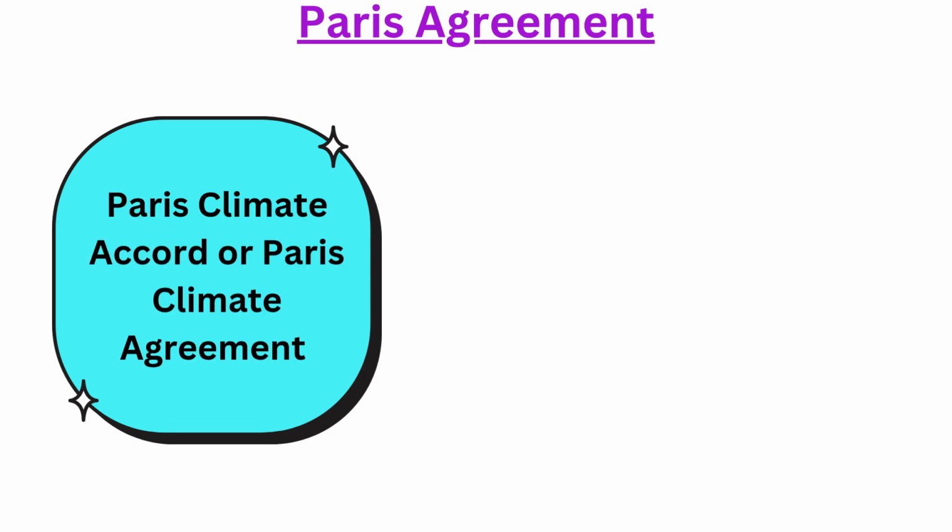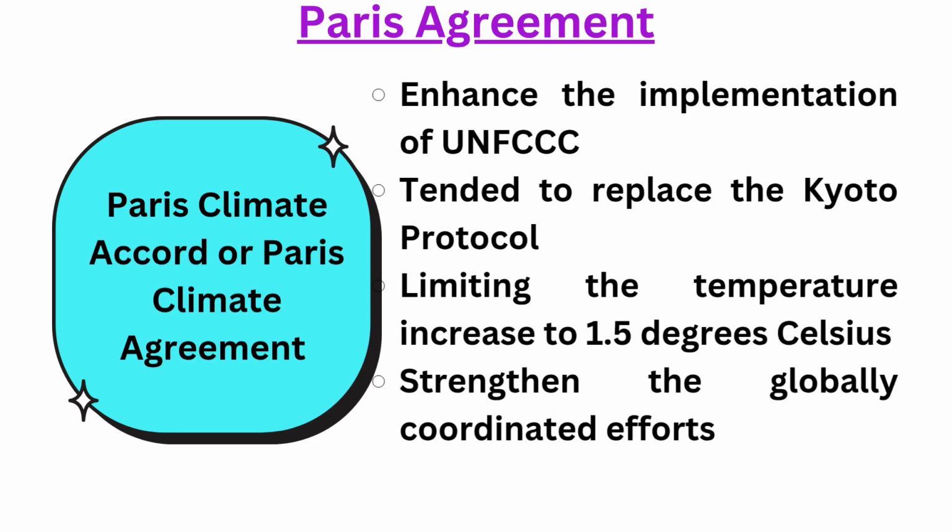Paris Agreement, also called the Paris Climate Accord or Paris Climate Agreement. This Paris Agreement was adopted on 12th December 2015 at the Conference of Paris 21. It enhanced the implementation of the United Nations Framework Convention on Climate Change, that is UNFCCC, and was intended to replace the Kyoto Protocol. It strengthened the global capacity of dealing with potential impacts of climate change, and plans to limit the temperature increase to 1.5 degrees Celsius. Also, it strengthens globally coordinated efforts.